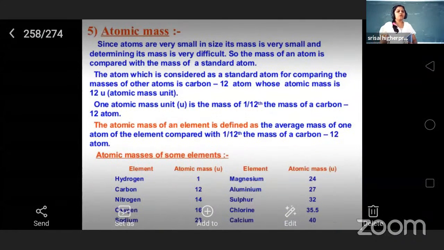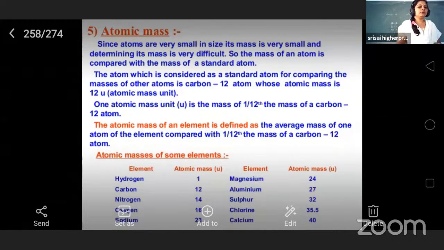Now we come to atomic mass. How do we find atomic mass? The atomic mass of an element is defined as the average mass of one atom of the element compared to 1 divided by 12 the mass of carbon. So for carbon, the atomic number is 6. The atomic mass is 12. Understood? The atomic number is 6. The atomic mass is 12. So it is double of the atomic number.